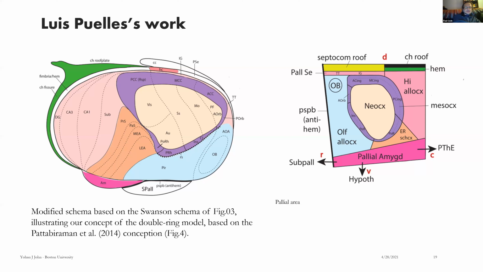So now there's a couple of things that I find confusing about the Pueyo model compared to Helen's model, and that is that Pueyo defines this thing called lateral pallium very distinctly, and that can be seen in lots of different animals, right?